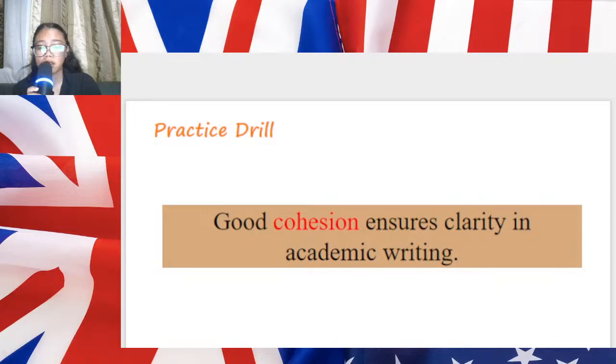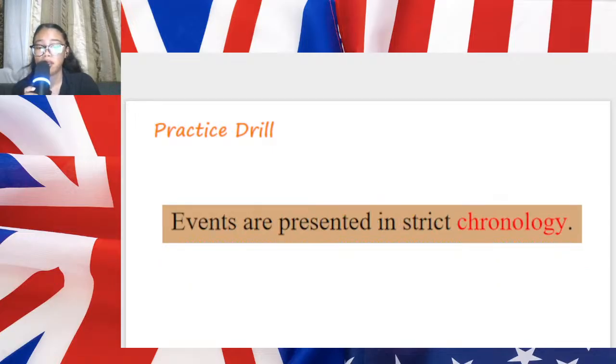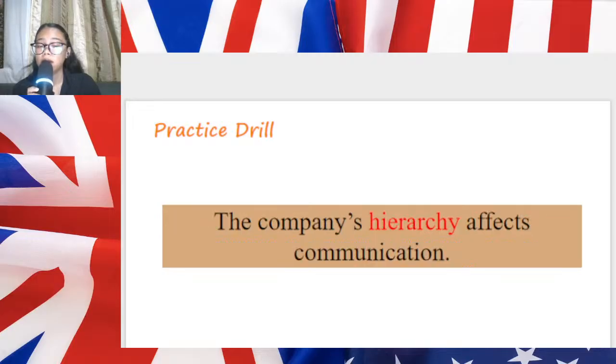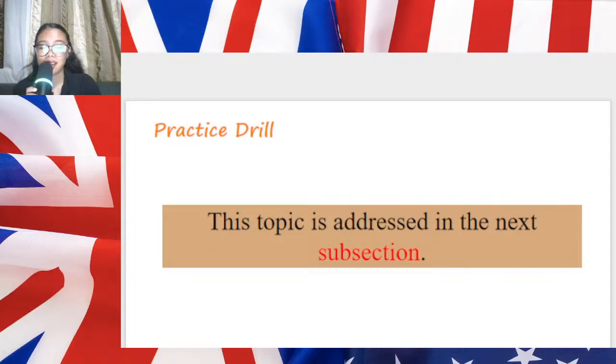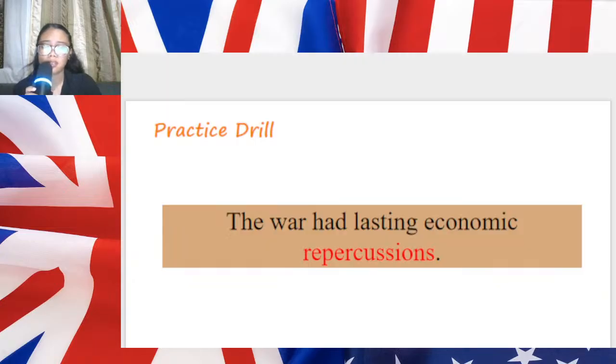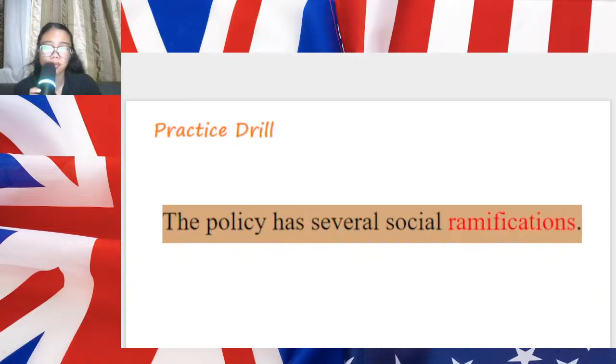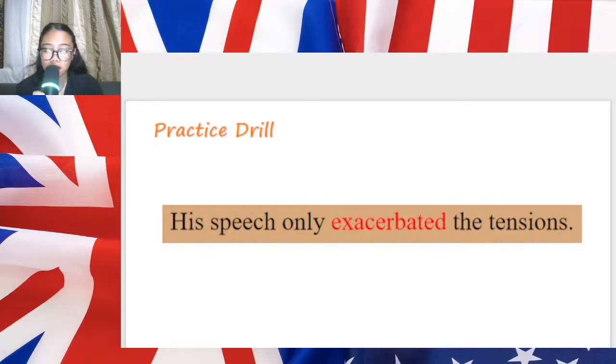Good cohesion ensures clarity in academic writing. Events are presented in strict chronology. The company's hierarchy affects communication. That's next. Lastly, we have this topic is addressed in the next subsection. Subsection. There's three sounds here. So, subsection.